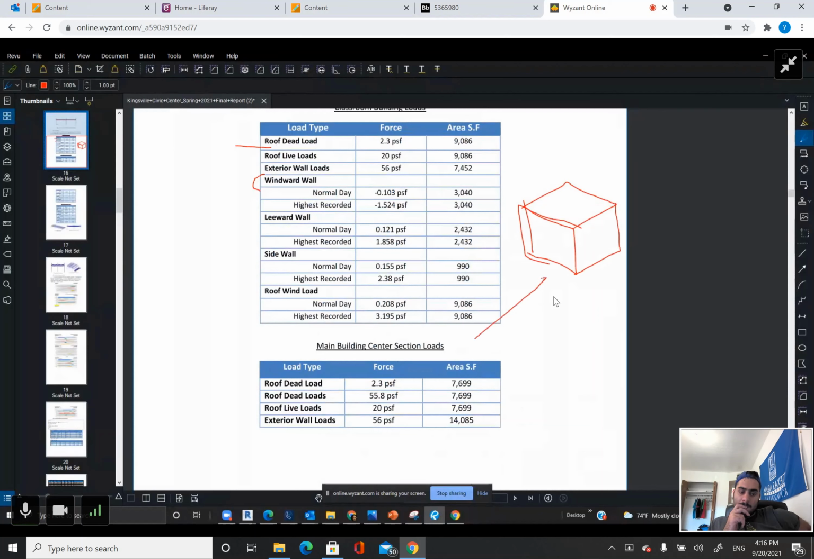Sometimes it's coming from the west, so the west becomes the windward side, and the leeward side is on the other side. And then the side walls are these ones here, and then the roof wind load. So this is really important.